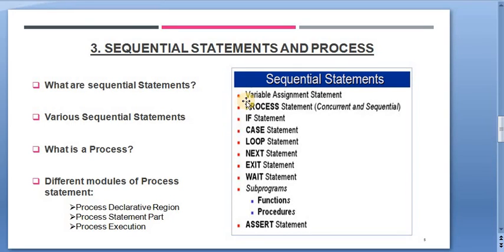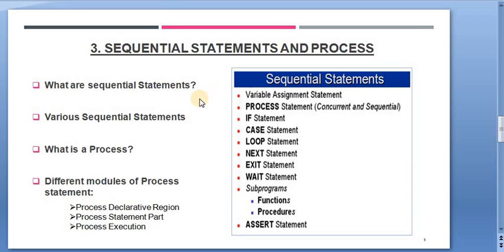The list of various sequential statements as shown on the right comprises various statements like process statement, if statement, case, loop, next, exit, wait, and assertion statements. Since these sequential statements are very important and are widely used in VHDL programming, we shall discuss these sequential statements with their syntax and suitable examples in the subsequent lecture, where we study in detail about these statements.